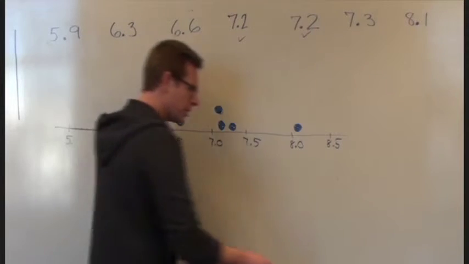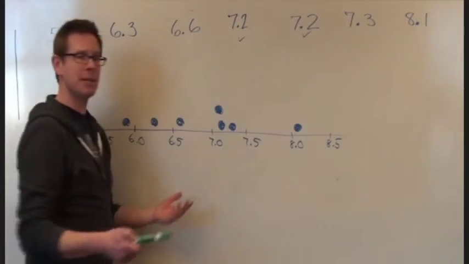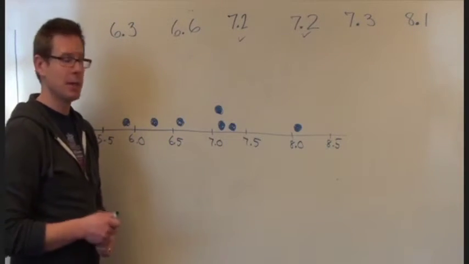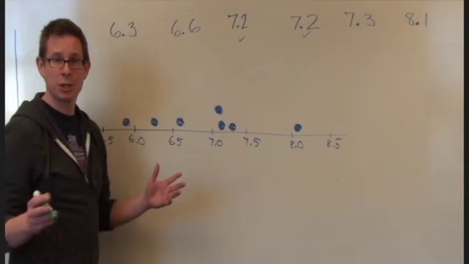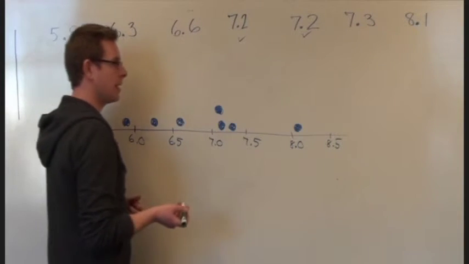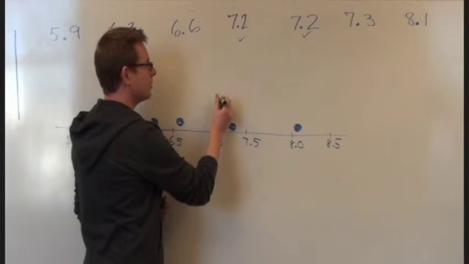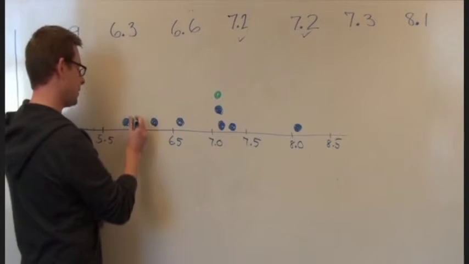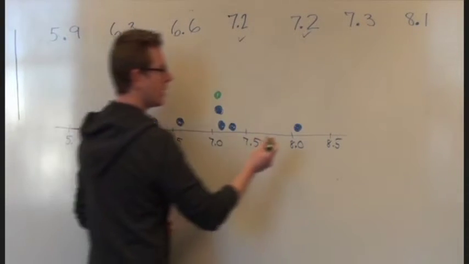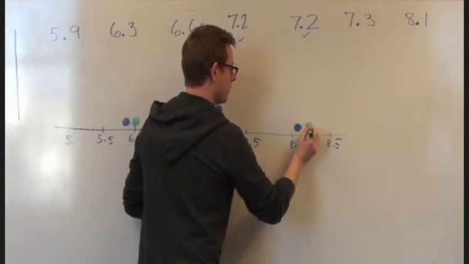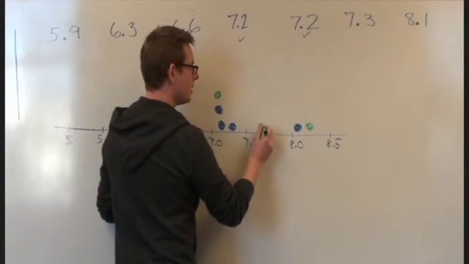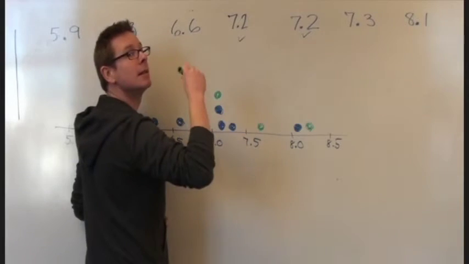So pretend we were not just keeping track of these 7 babies, we were keeping track of a lot of them. Let's just do this really quickly. There's another 7.2 baby. There's a 6.0 baby. There's a 8.2 baby. There's a 7.7 baby.